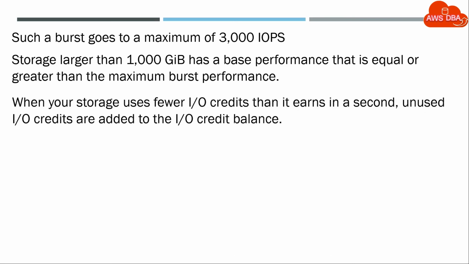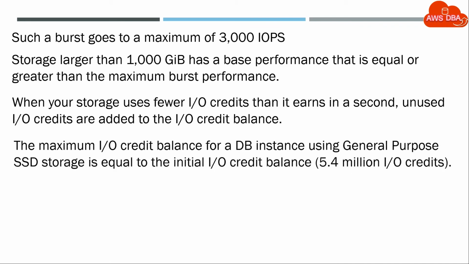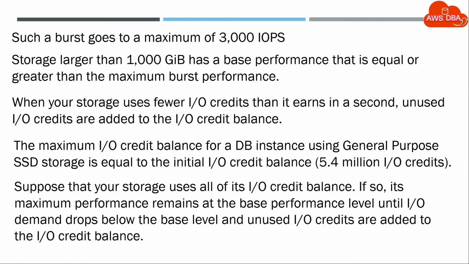When your storage uses fewer I/O credits than it earns in a second, unused I/O credits are added to the I/O credit balance. The maximum I/O credit balance for a DB instance using General Purpose SSD storage is equal to the initial I/O credit balance, 5.4 million I/O credits. Suppose that your storage uses all of its I/O credit balance. If so, its maximum performance remains at the base performance level until I/O demand drops below the base level and unused I/O credits are added to the I/O credit balance.